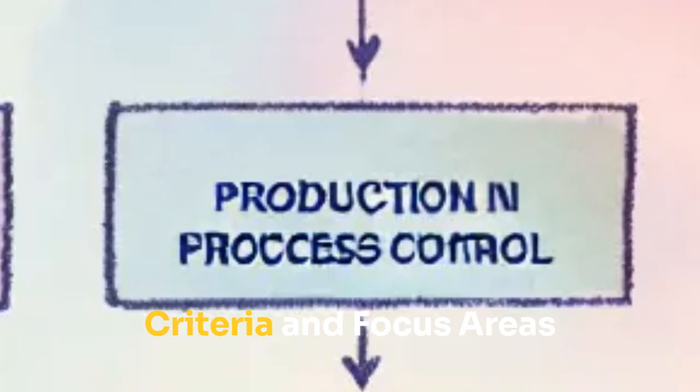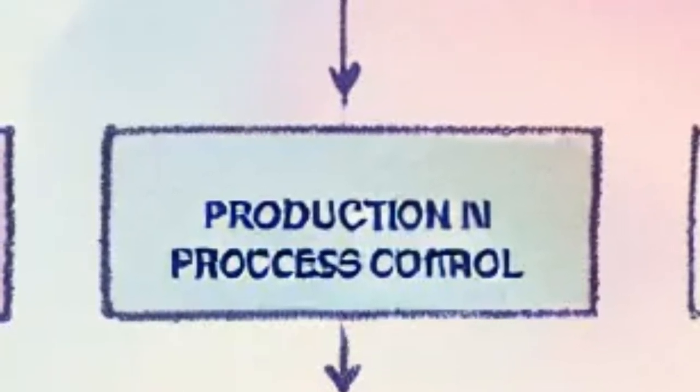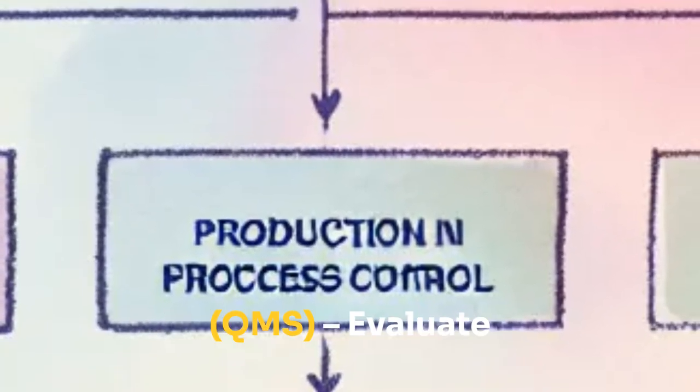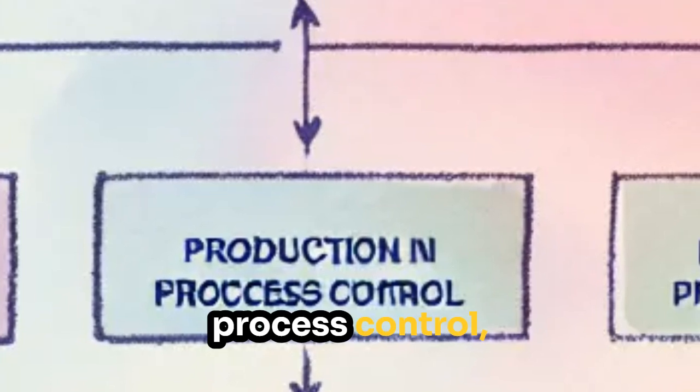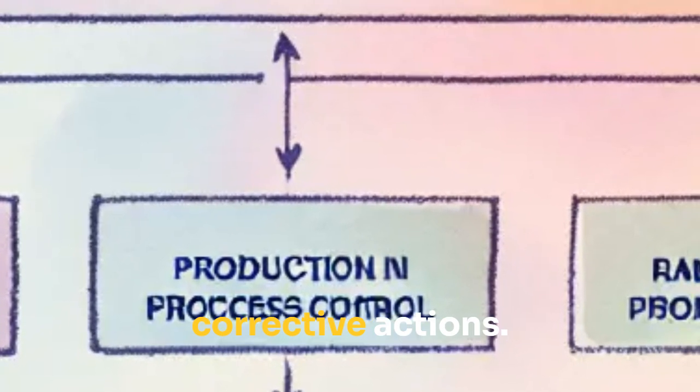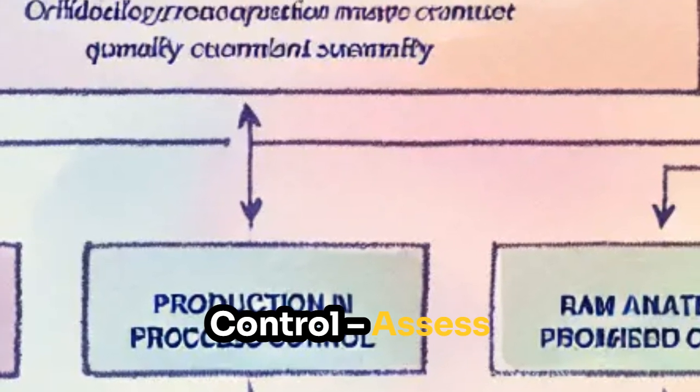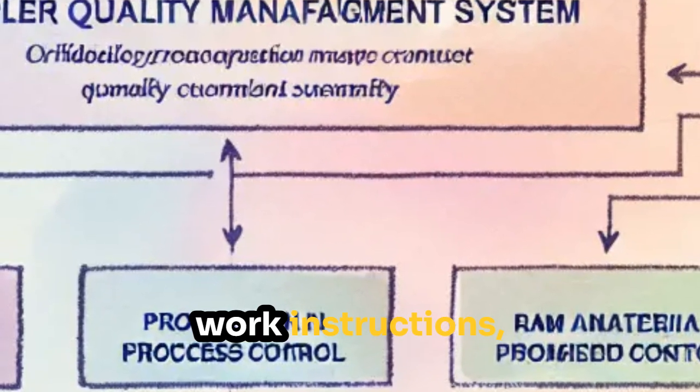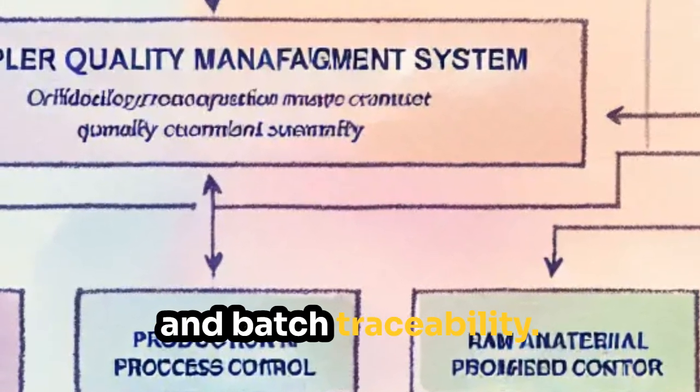3. Essential audit criteria and focus areas. Supplier Quality Management System, QMS: evaluate process control, defect prevention, and corrective actions. Production and process control: assess machinery calibration, work instructions, and batch traceability.